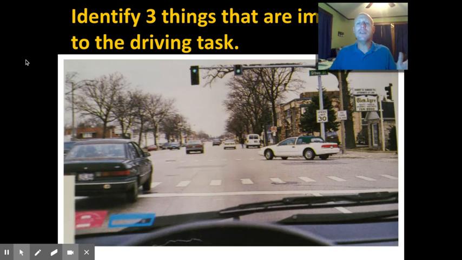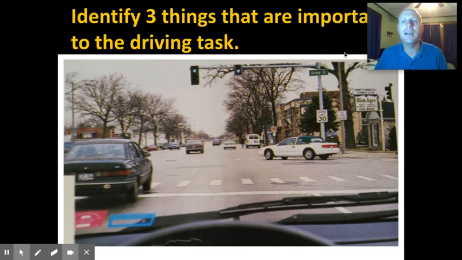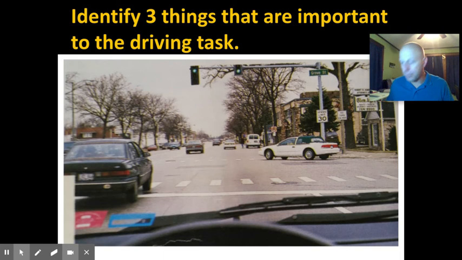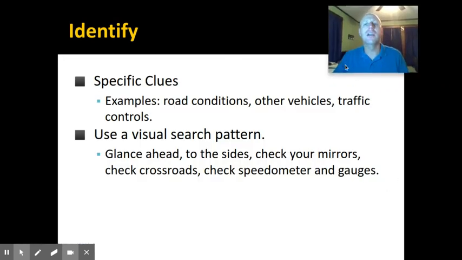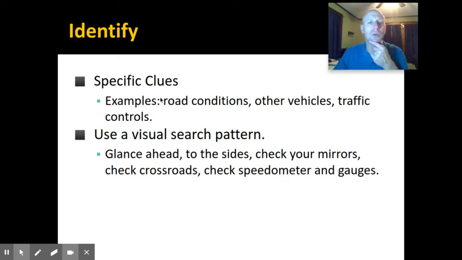All right, so now that we understand what identifying is, let me just go back real quick here. What are the things that we're focusing on identifying? We are focusing on identifying road conditions, other vehicles, and traffic controls. Road conditions, other vehicles, traffic controls.